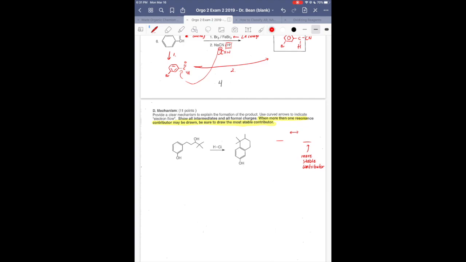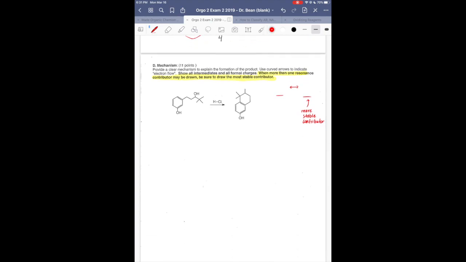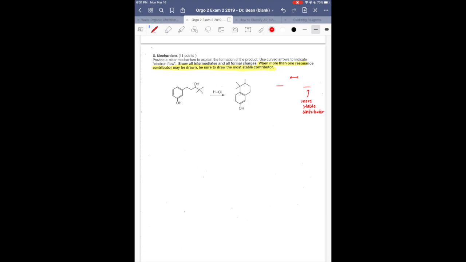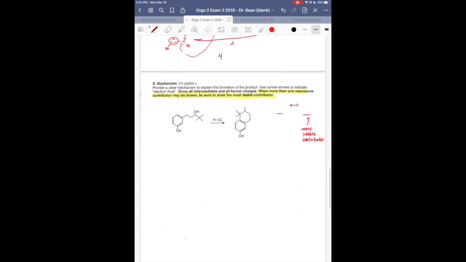Okay, so that's what I used to do to ensure that I can get as many points as possible. So let's get started on this.